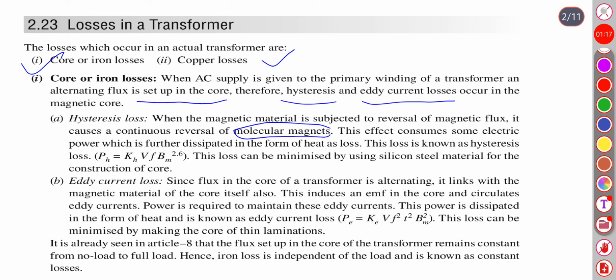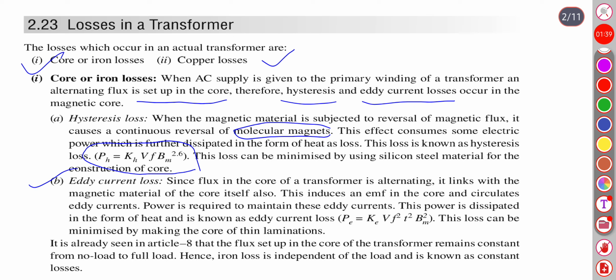This loss is known as the hysteresis loss, and the equation is PH = KH V F BM^1.6. This loss can be minimized using silicon steel material for the construction of the core.